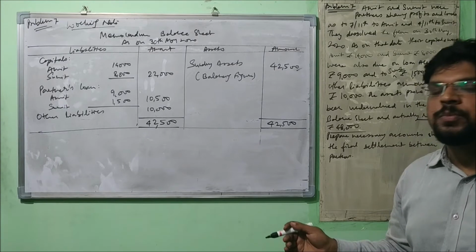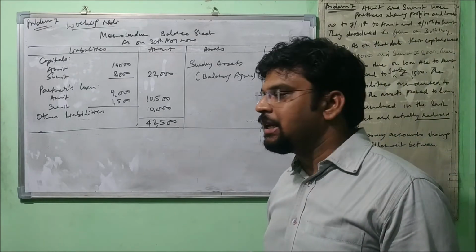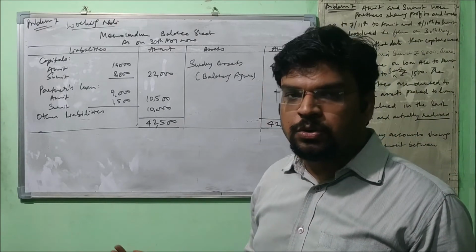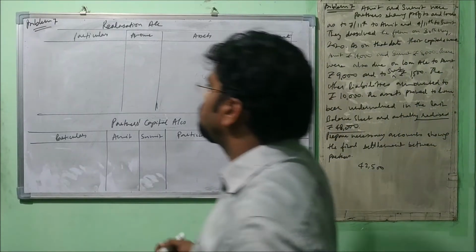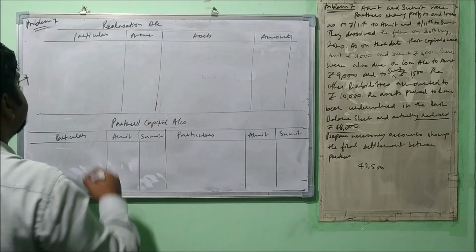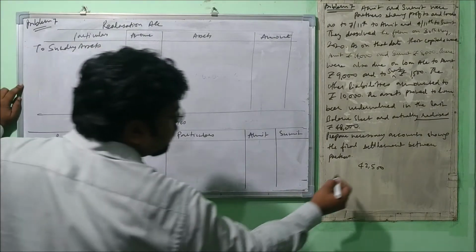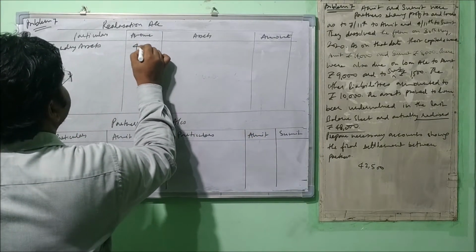Just to get this amount, we prepared that. Now we'll prepare the realization account and then we'll calculate profit and loss on this. Fine. So this is the format of realization account. Very first we'll transfer the asset here. Sundry assets value we calculated, 42,500.